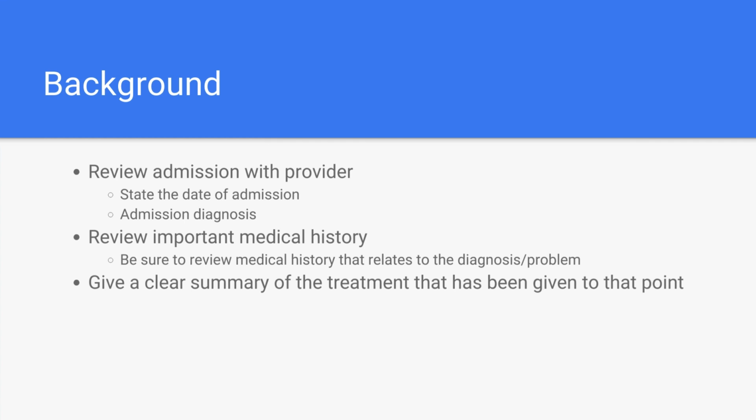When you are giving a background to a provider or any other health professional, you want to be sure to review the admission. You want to state the date of the admission. Also include the admission diagnosis. Include any pertinent facts that were gathered during the admission process. You also want to review medical history. Any past medical history that is related to the diagnosis or the problem that you are calling about.